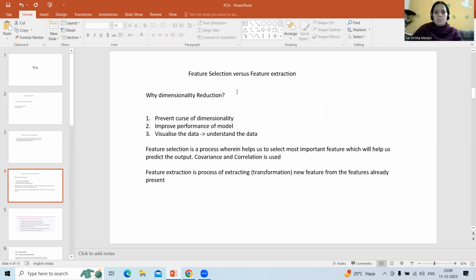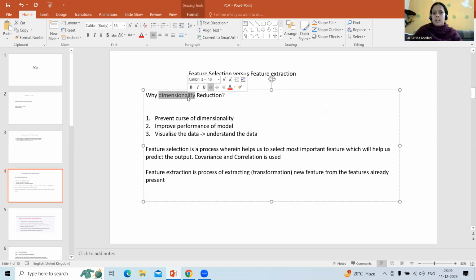Okay. So I would like to highlight the differences between feature selection and feature extraction. The important thing of dimensionality reduction is, as we already discussed, there are three benefits. One is to prevent the curse of dimensionality. The other is that the performance of the model can be improved. And if we reduce to two dimensions, it will be easy for us to visualize. If we visualize, then we can understand and analyze the data. That is where we use dimensionality reduction.